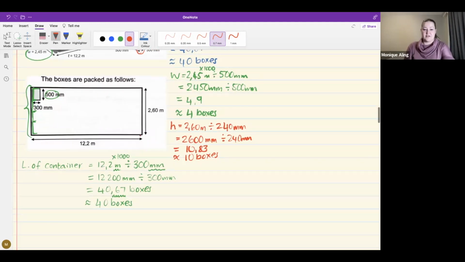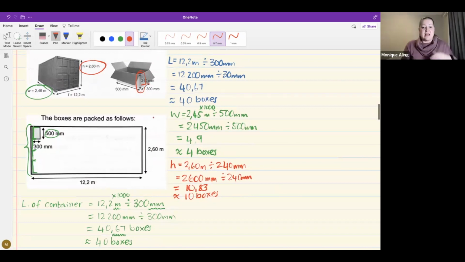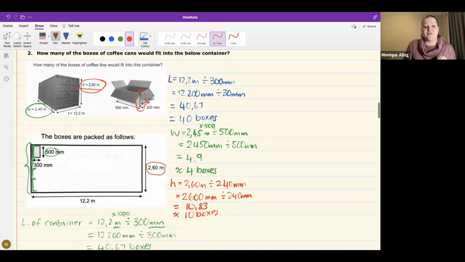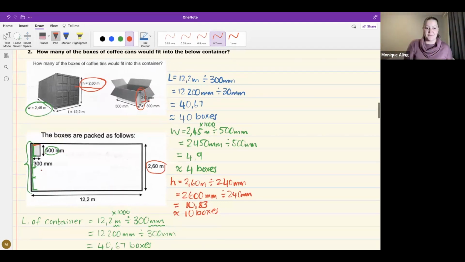I see that this bottom picture was a bit confusing by putting the height amount there, because that looks like the width. So that also got me a little bit. But if we look at the first picture and compare those dimensions, they were just showing us that the boxes were packed widthways along the length of the container.